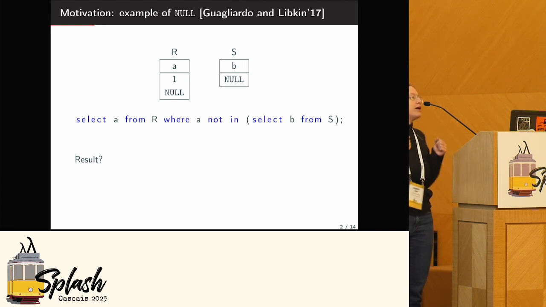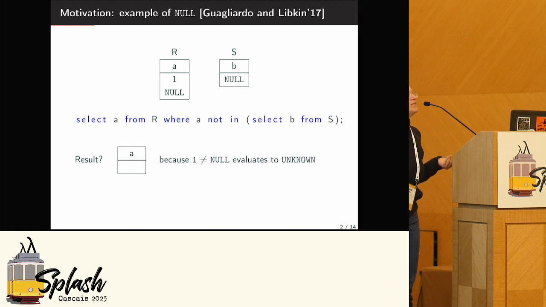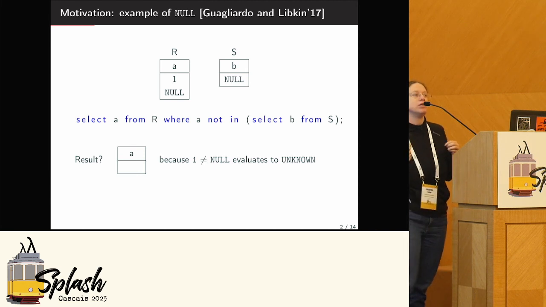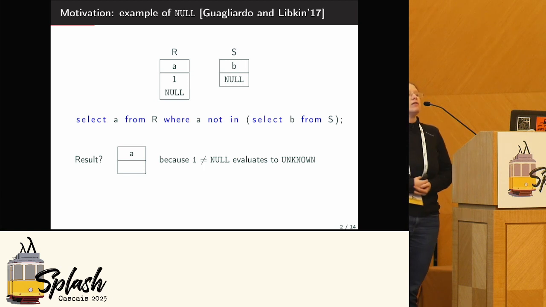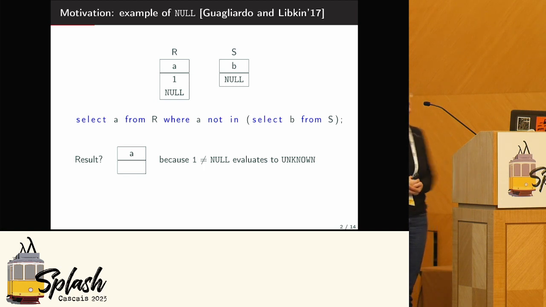I don't have time for you to think about the result, so I'm going to give it right now. We may think that 1 is not in S, so it should be in the result, but actually the result is empty. Because when we try to see if 1 is different from null, the answer is not yes, the answer is unknown. We don't know if 1 is different from null, so we are not going to put it in the result. And similarly, when we ask if null is different from null, the answer is also unknown, so it won't be in the result. So this is one example of the difficulties that may arise in SQL.